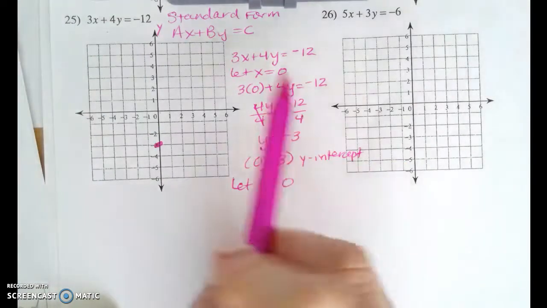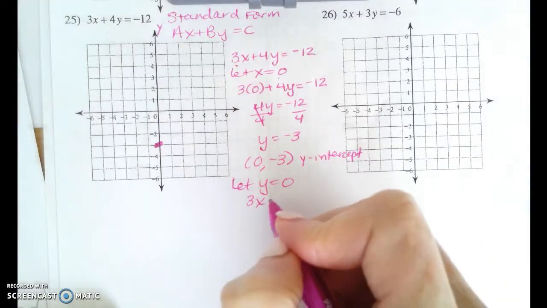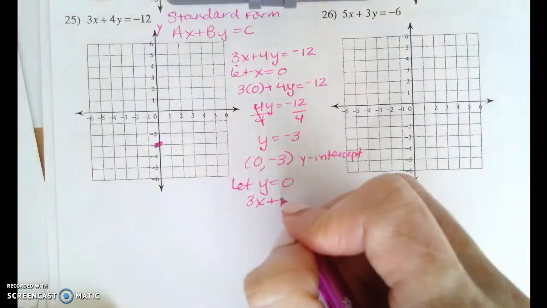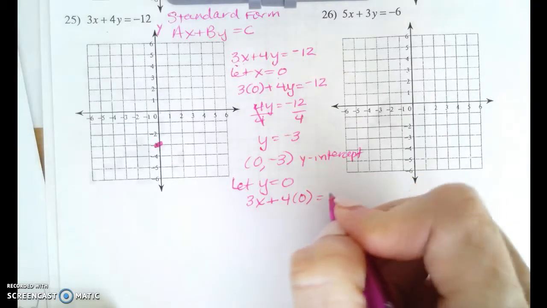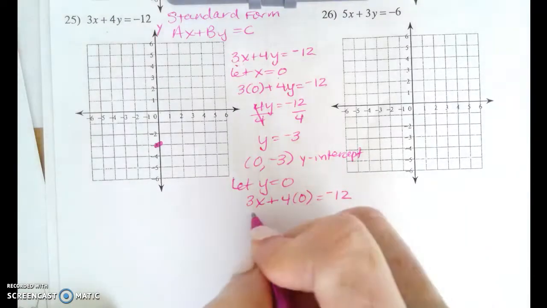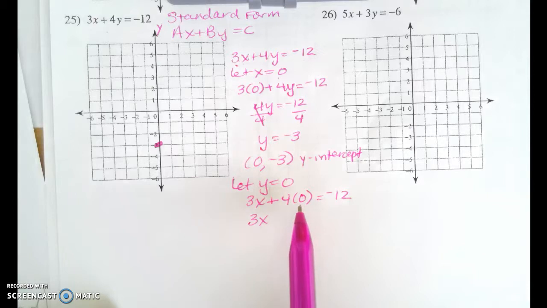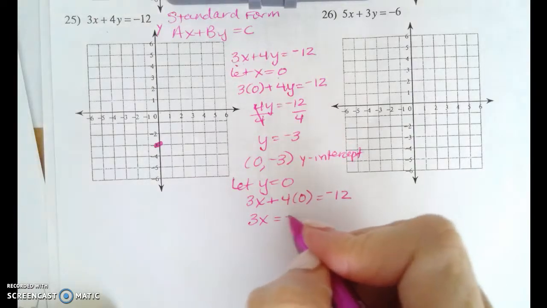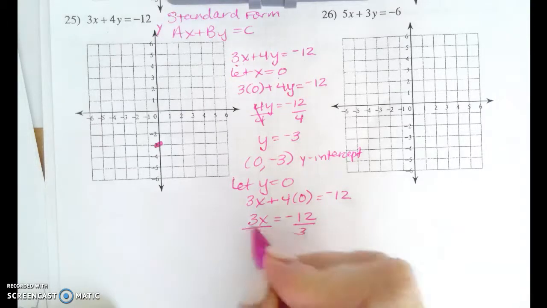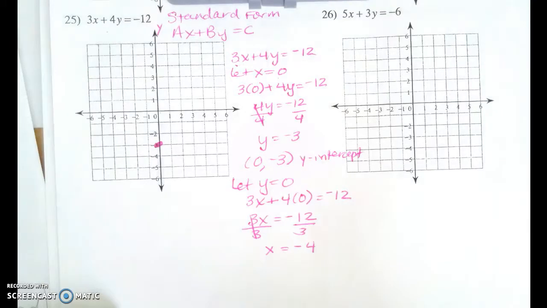Okay? So I'm working from the same equation. This time, I'm looking for an x value when y is 0. So I'm going to put in 0 for y. Still is equal to -12. Okay. So I get 3x plus, well, 4 times 0 is just 0, so that's nothing, equals -12. I'm going to solve for x, and I get x is equal to -4.